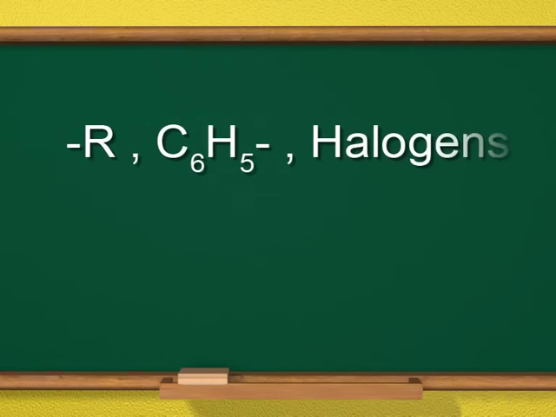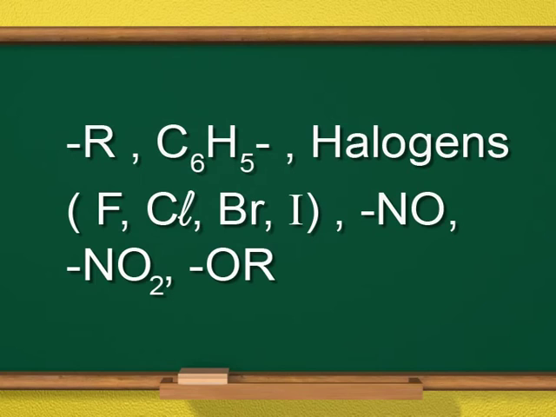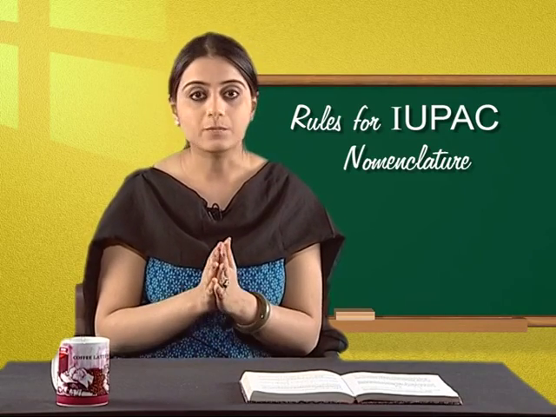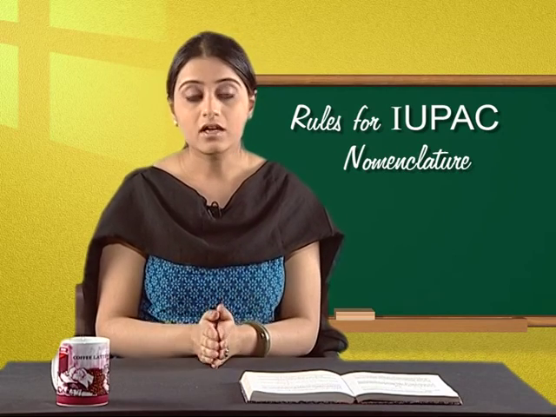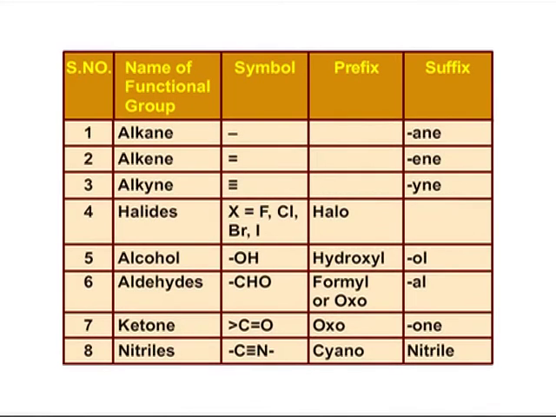Alkyl group, C6H5 group, and halogens like fluoro, chloro, bromo, iodo, nitroso, nitro and alkoxy are always prefix substituents. Naming of substituent groups in a cyclic chain is done on the basis of alphabetical order. We are looking at a table showing the name of the functional group, the symbol of that group, and the prefix and suffix for a particular group. For functional group alkene, the symbol is shown in the table. Its relevant suffix is -ene.